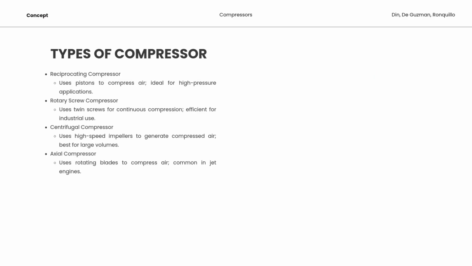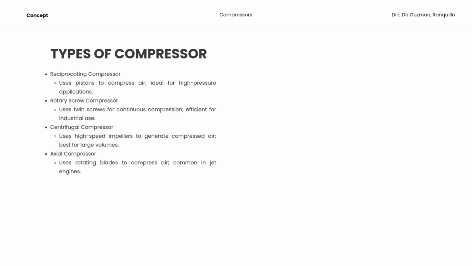There are multiple types of compressors. These are some of them. First is the reciprocating compressor. It uses pistons to compress air, ideal for high pressure applications. Next is the rotary screw compressor. It uses twin screws for continuous compression. It is efficient for industrial use.